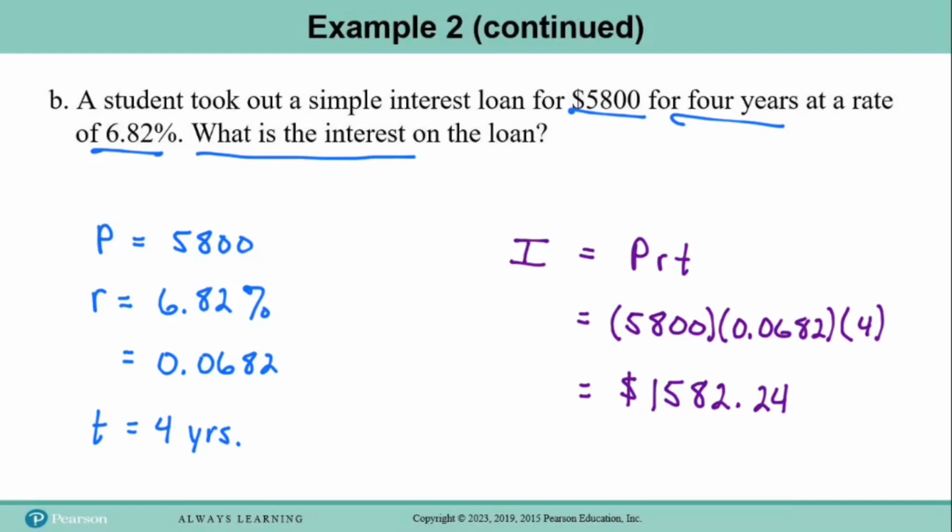There'll be instructions in blue under the answer box that will tell you either round to the nearest dollar or round to the nearest cent. So you don't have to guess what you're supposed to round to, but you do need to read those instructions. And so if they said round to the nearest cent, this would be our answer.